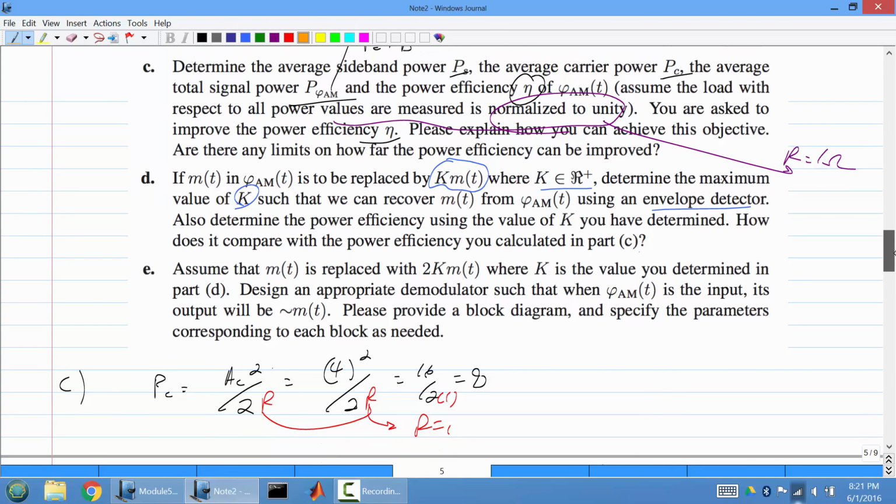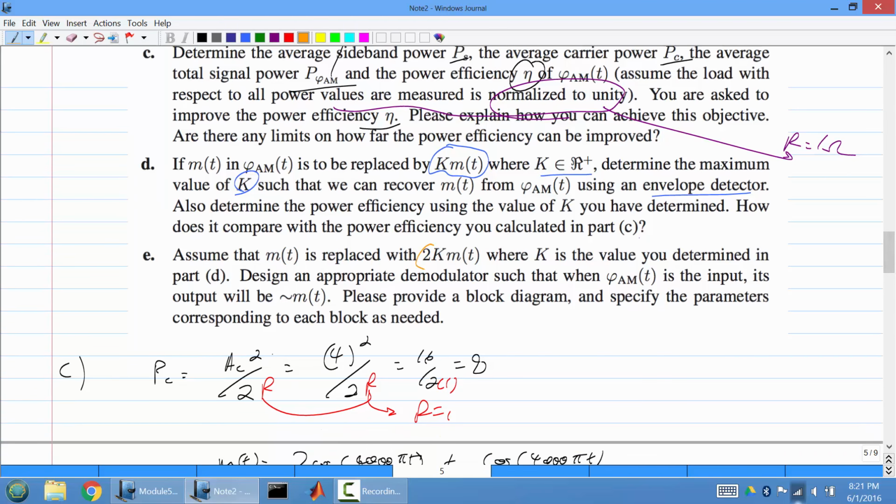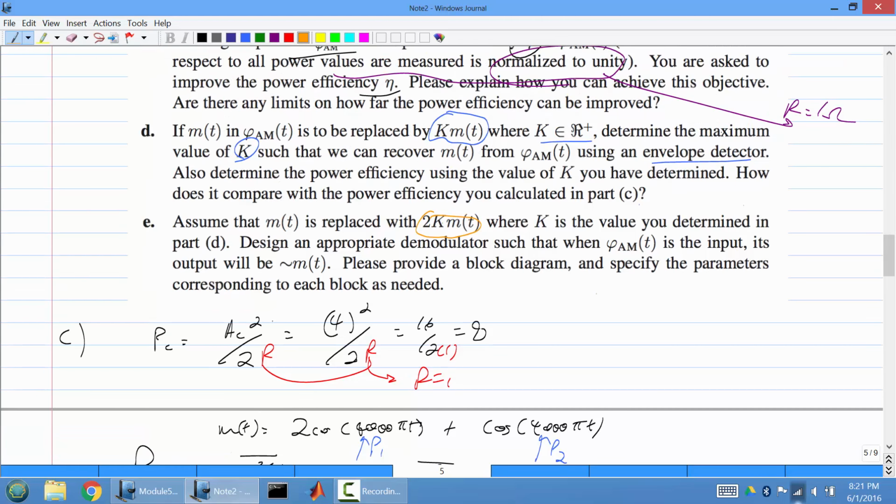Okay. So assume that m of t is replaced by 2 times k, right? Design an appropriate demodulator such that the output will be m of t. Remember that k was the value that you would need to perform envelope detection, right? If you go any further than k, what that means is that your envelope will go below the horizontal axis. So that means you're going to need a coherent detection algorithm now.